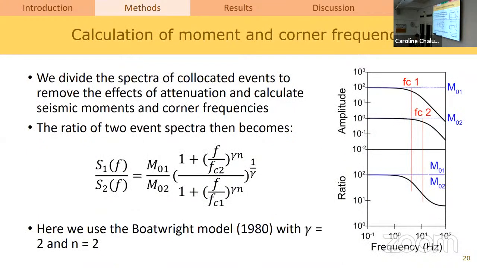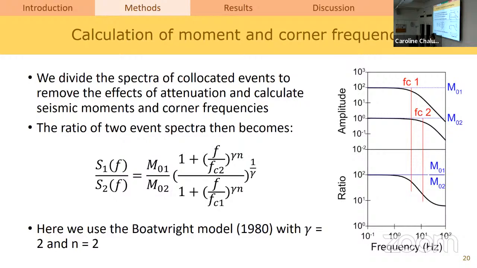For the final part of my analysis, I looked a bit more at the source properties of my aftershocks. The source properties, which is to say the seismic moment and the corner frequency, are both properties that can be extracted from a seismic spectrum, as you can see here, two examples of.